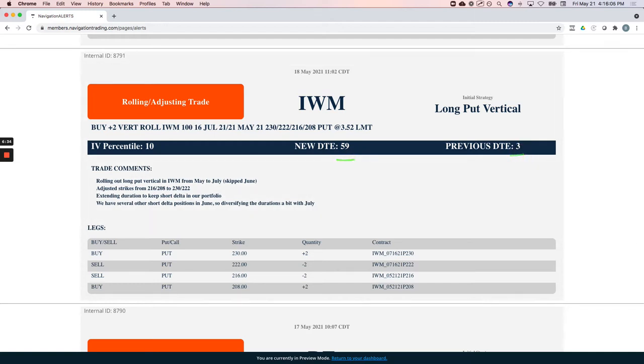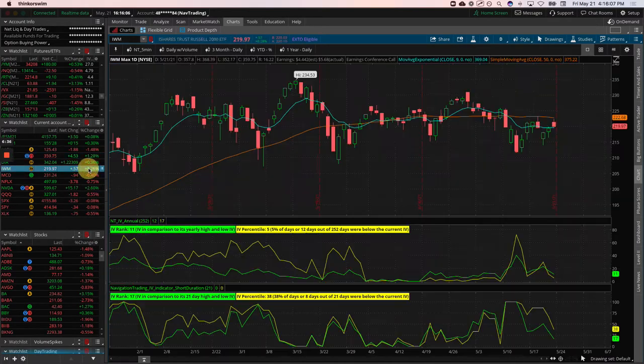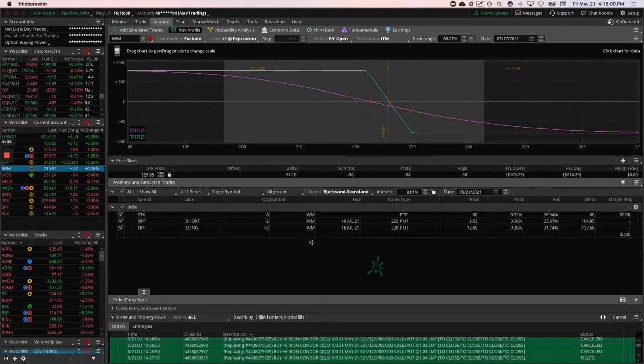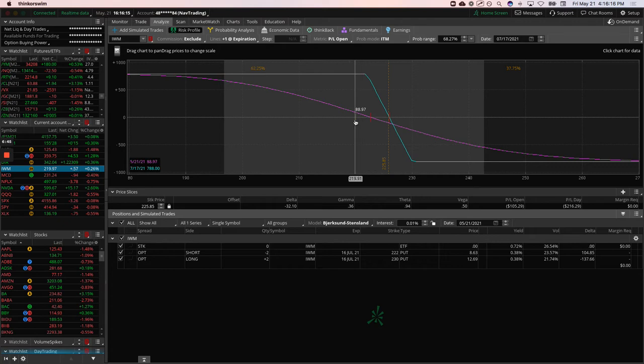So if you take a look at IWM, we're up about 85, 87 bucks since we did that roll. And so again, we're just holding this for that downside benefit if we do see some more downside in the market.